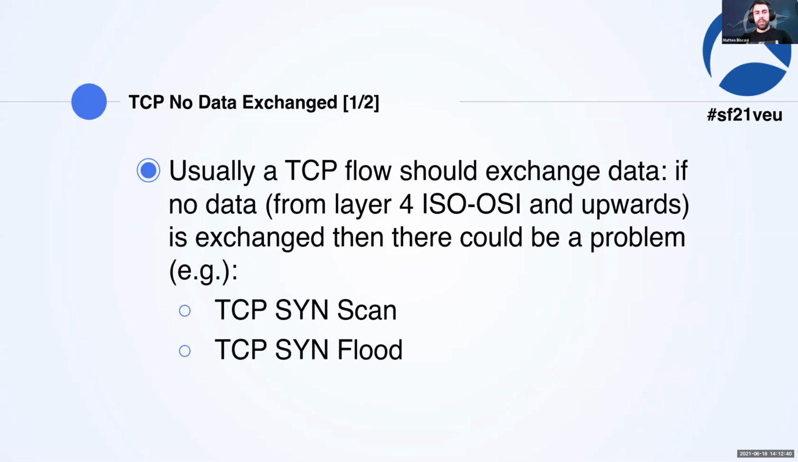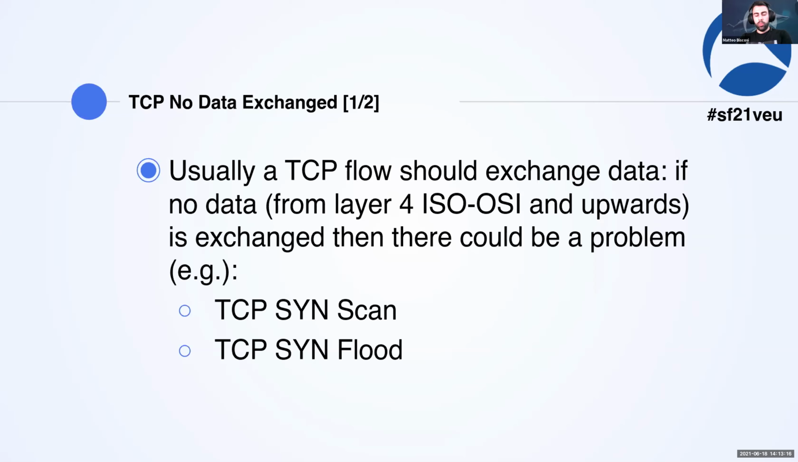The third script I developed is the TCP No Data Exchanged. Like I told you before, it is a really important script because usually a TCP flow should have some data. So if no data is exchanged in a TCP flow, for data we are talking about data going on from layer 4 of ISO-OSI upwards, then there could be some serious problem with the flow.